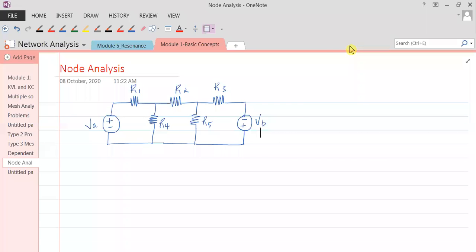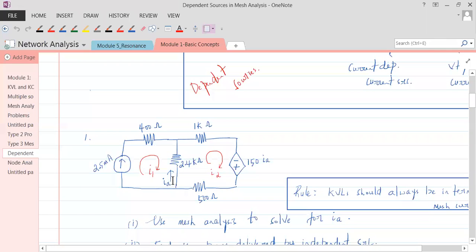Let's consider this particular circuit to understand what node analysis is. When we were doing mesh analysis, we were interested in identifying the meshes and marking the mesh currents. Everybody understand that? We used to see how many meshes there are and mark mesh currents. There are two meshes, so we mark two mesh currents.